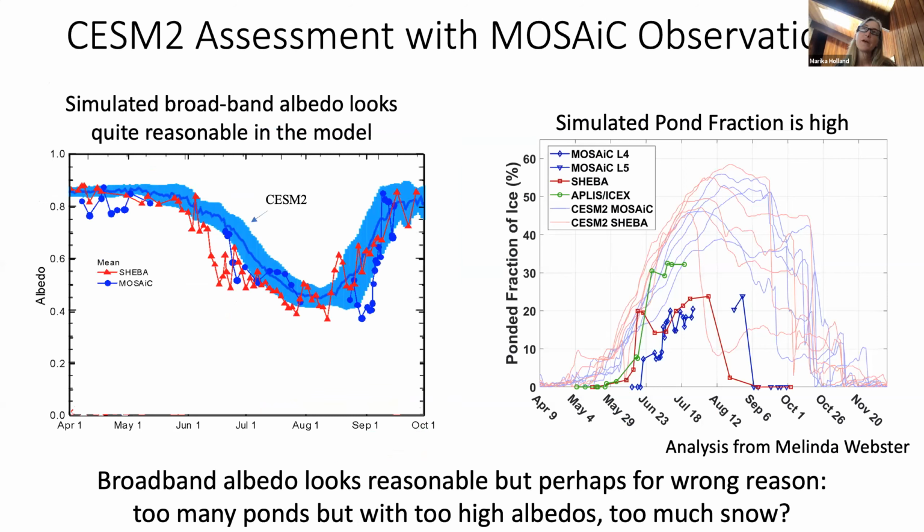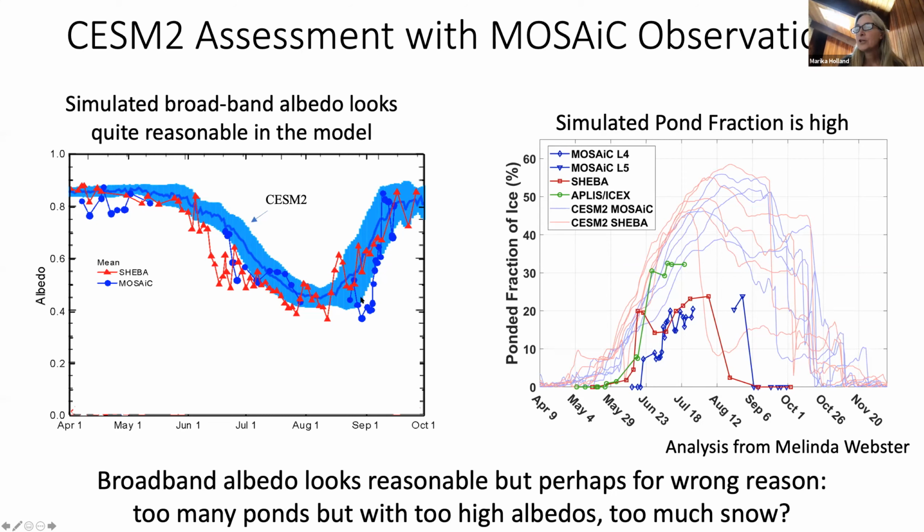So we have started with an assessment of what our model actually simulates within the context of the MOSAiC observations. What I'm showing here on the left is the broadband albedo for CESM2 simulations in the smooth line, with the range across ensemble members in the blue shading, and then SHEBA and MOSAiC observations shown in the symbols. You can see that on the whole, the broadband albedo looks quite good in the model relative to the observations in terms of its seasonal evolution, its minimum albedo, et cetera.